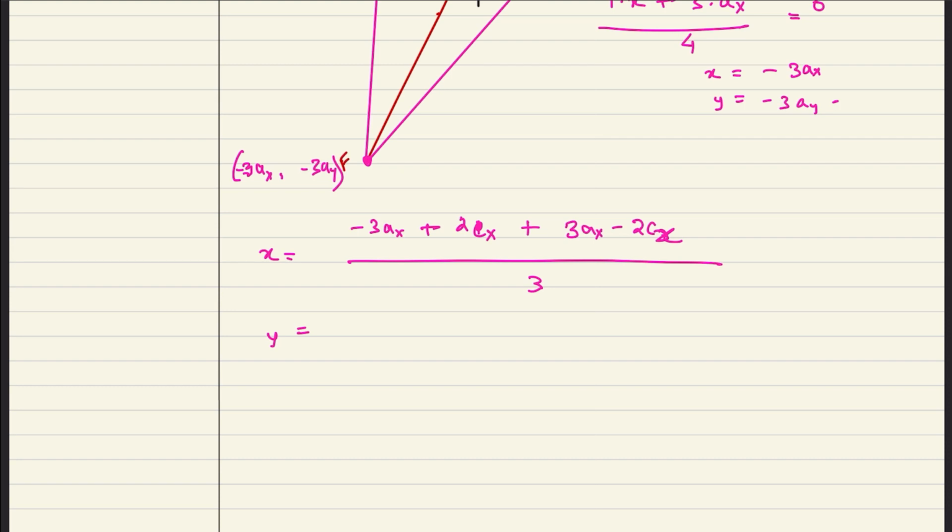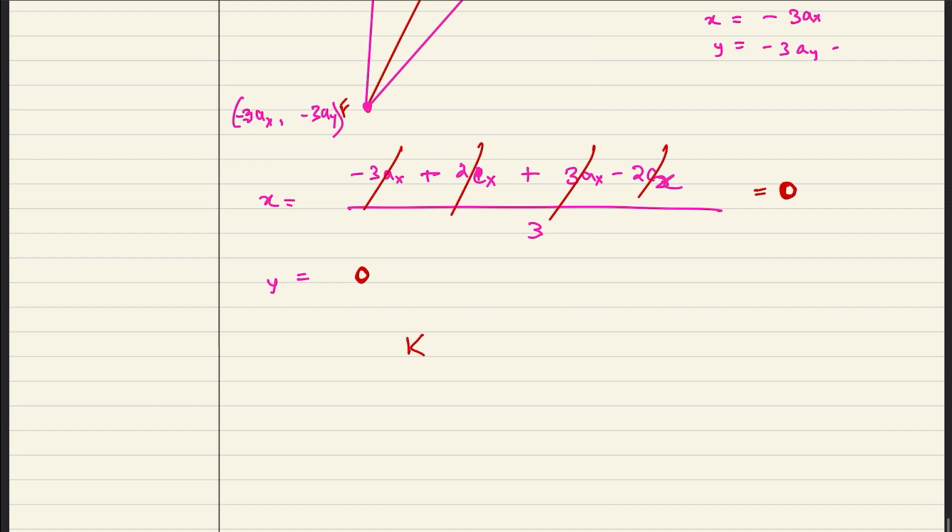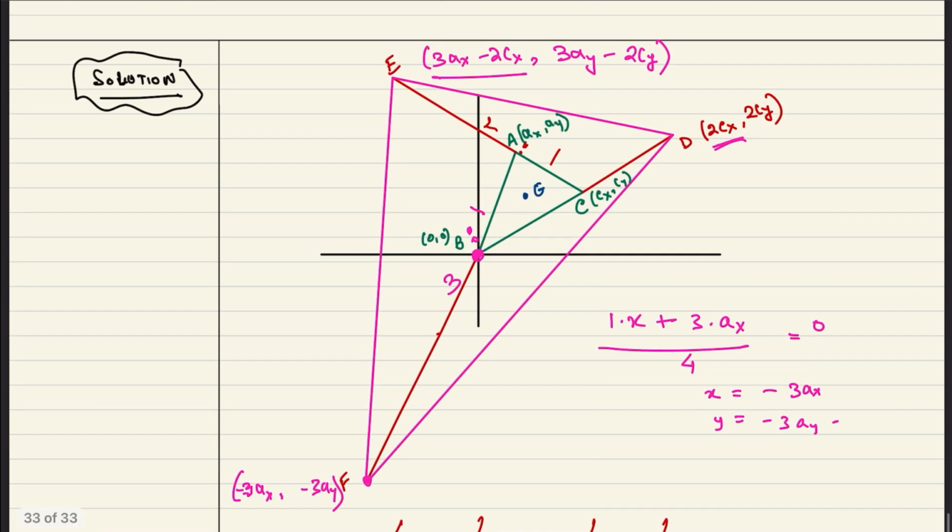So you see what happened, right? They all cancel off. Minus 3ax plus 3ax, plus 2cx minus 2cx. So the x coordinate becomes 0. Similarly, the y coordinate becomes 0. So the coordinates of the point K are 0, 0. So the centroid is simply the point B, which is the origin. That's wonderful, right? Now you can just join BG.